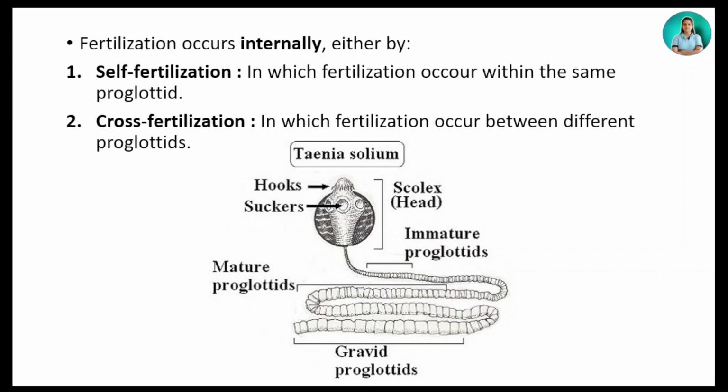Here is the diagram of the Taenia solium. You can see here is the scolex, which is also known as the head, and inside the head, hooks and suckers are present for the attachment. There are immature, mature, and gravid proglottids. Immature is attached to the head, and the last one is the gravid proglottid. And in between immature and gravid, mature proglottids are present. And we know in mature proglottids, male and female organs are present.